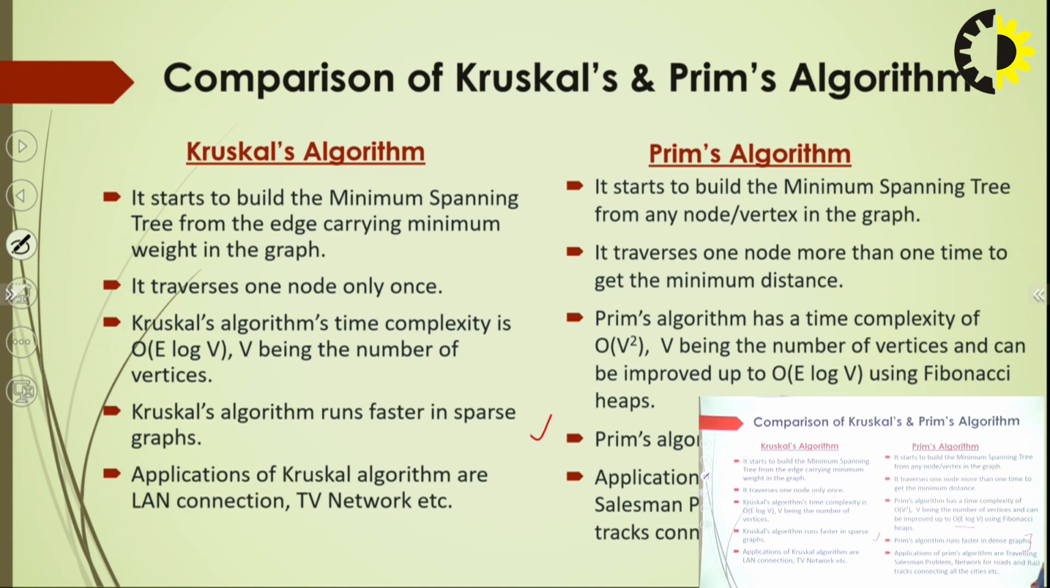Kruskal's algorithm can be used to solve the TV network problem or finding an efficient LAN connection or network. But Prim's algorithm can be used to solve the traveling salesman problem, generating the network for roads, and also for connecting all the cities with rail tracks, etc. So there are various applications or areas where we can use Prim's or Kruskal's algorithm to solve problems. So this is all about Prim's and Kruskal's algorithms.